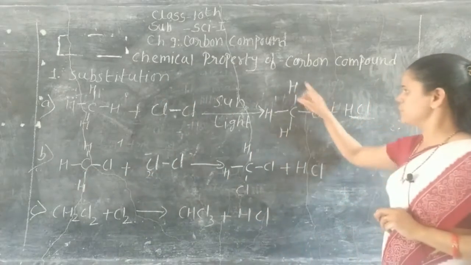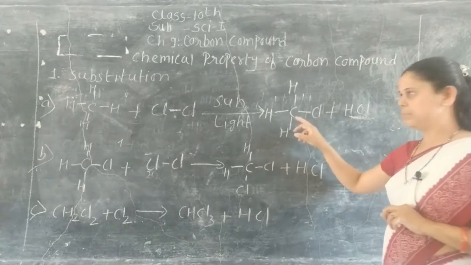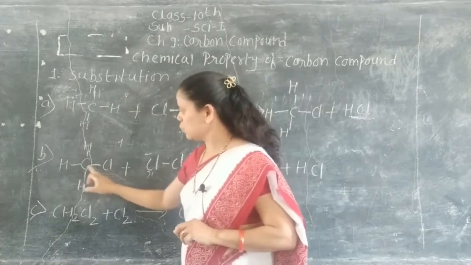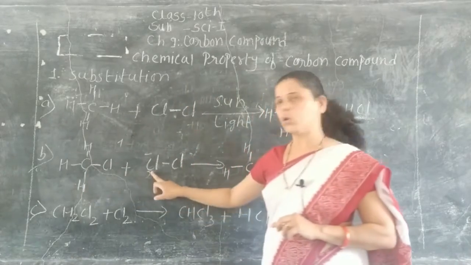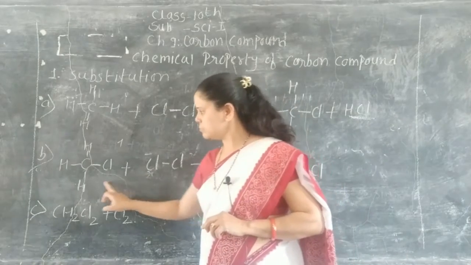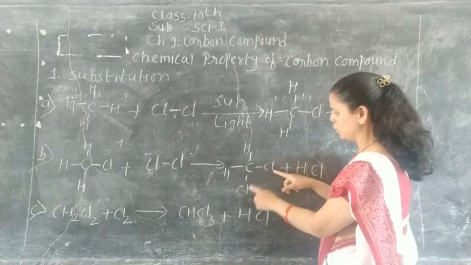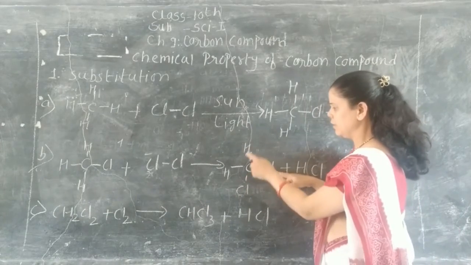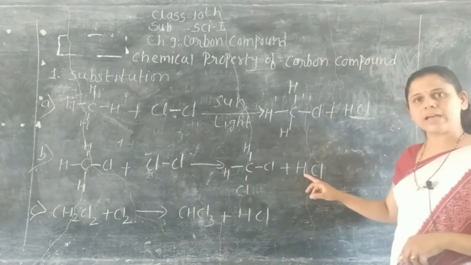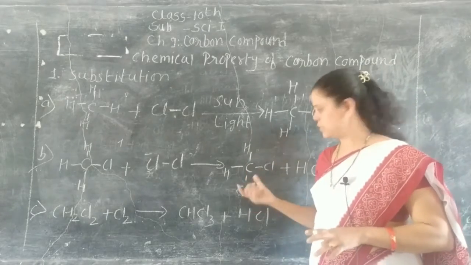What is the name of this compound? Chloromethane, because there is one carbon here. Chloromethane reacts with chlorine again. Then again this chlorine substitutes this hydrogen. So here two chlorines are added, and the hydrogen is removed and forms HCl. Okay, dichloromethane. What is the name of this compound?